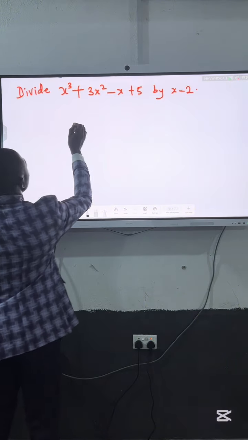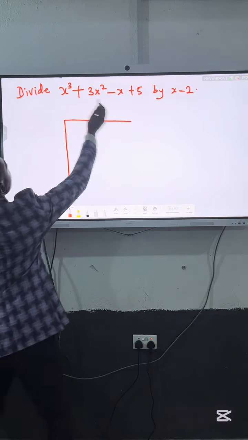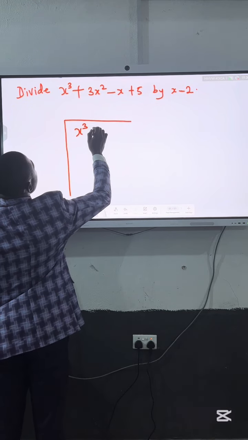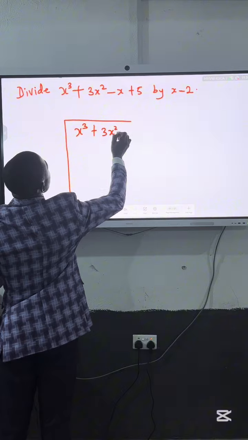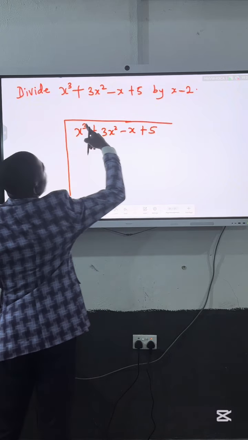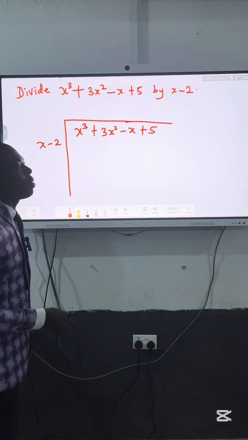We're here, so I make a line. We are dividing this one by this one. The main one we are dividing, we put inside: x cubed plus 3x squared minus x plus 5. We are dividing it by x minus 2, so you place x minus 2 outside.